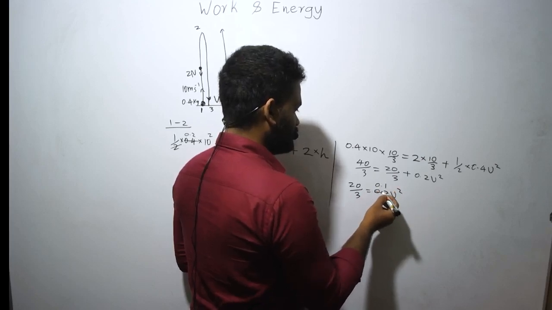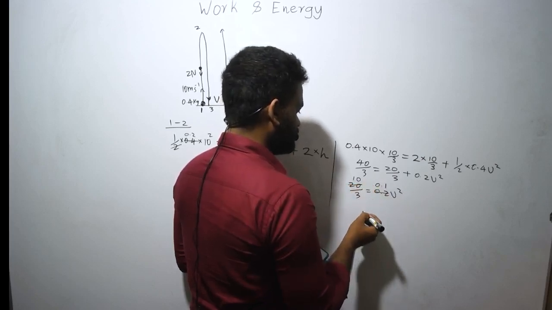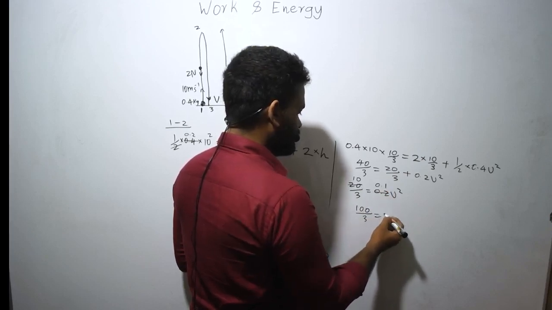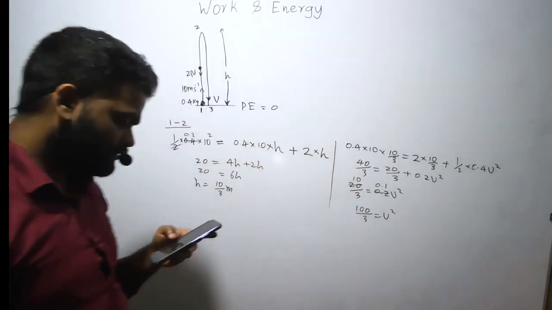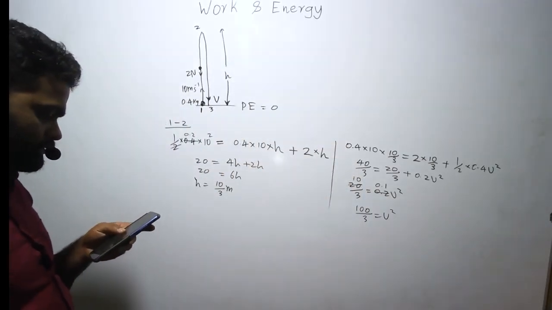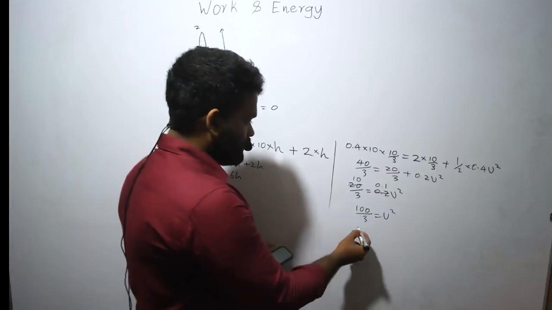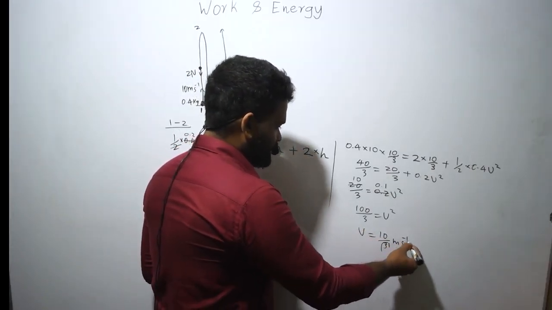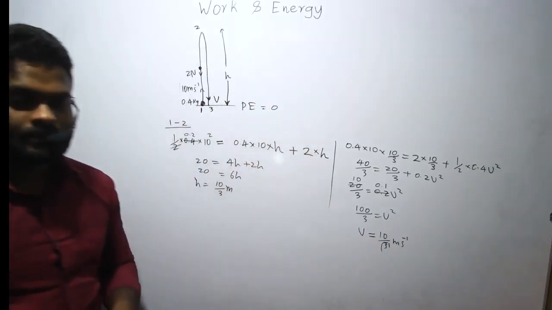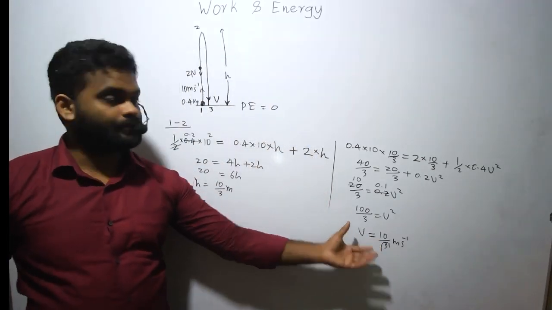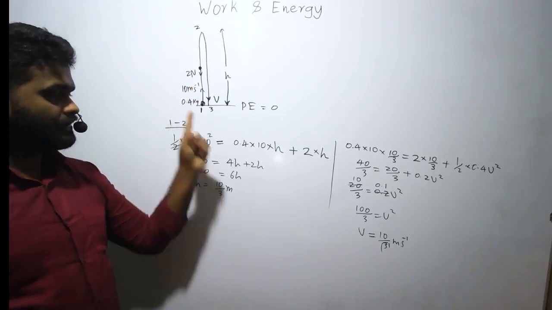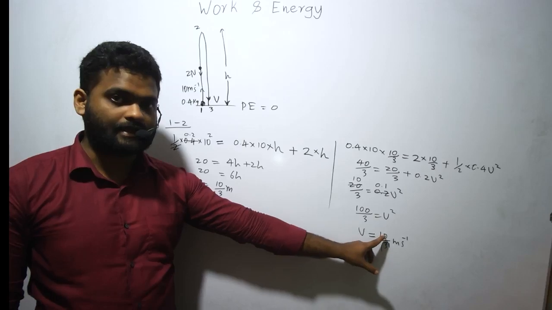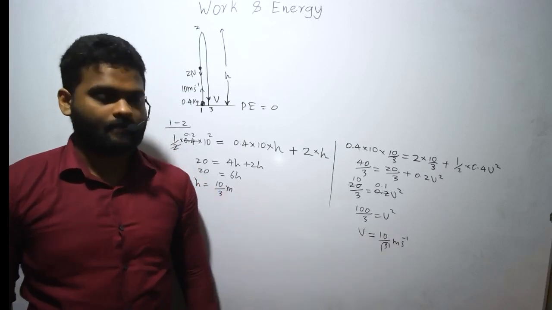So divide by 2, you have 0.1, 10. Then you get 100 divided by 3. So this is V square. So take the square root, you have 10 divided by root 3 meters per second. Right? So this is the velocity it hits the ground. See that projected velocity is 10. It hits the ground at this velocity, 10 divided by root 3 meters per second. Right?